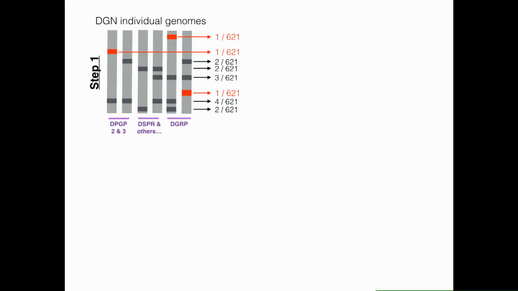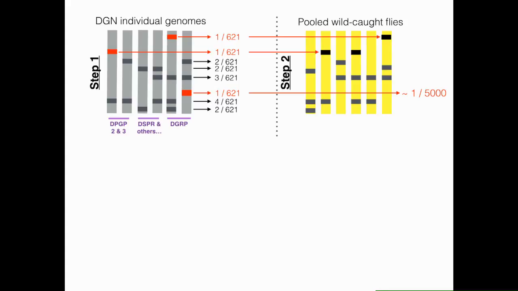What we're going to do is actually identify the variants that we're going to use in the DGN. So these are variants that we have high confidence in. So for example, if you find 1 copy of a variant out of the 621 individuals, it's a singleton. If you find 2, it's a doubleton. What we can then do to get at more rare variants is to look at those singletons and ask if they're present in the pooled data. If they're not present in the pooled data, then we can say that the frequency of that variant is at least 1 over 5,000.